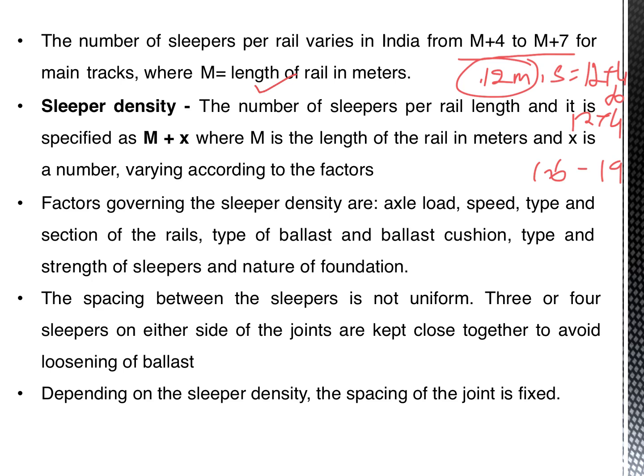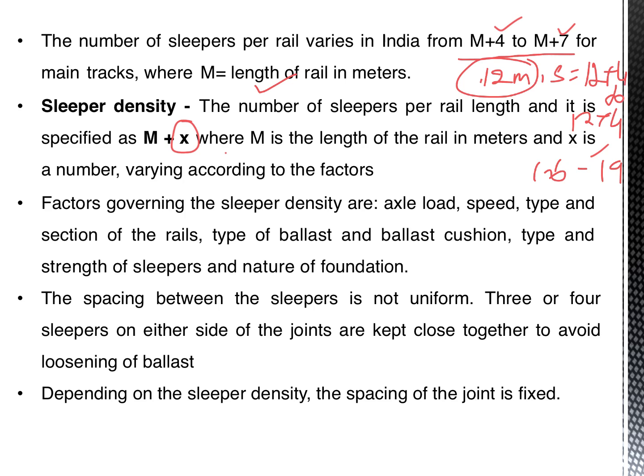With that we can define the sleeper density as the number of sleepers per rail length. It is specified as m plus x, where m is equal to the length of rail in meters and x is a number that will vary according to the factors. In India we have fixed the value of x so that it is between m plus 4 and m plus 7, depending upon the lateral thrust or the stability of the track expected. And one more thing, the more the number of sleepers, the more the lateral stability.